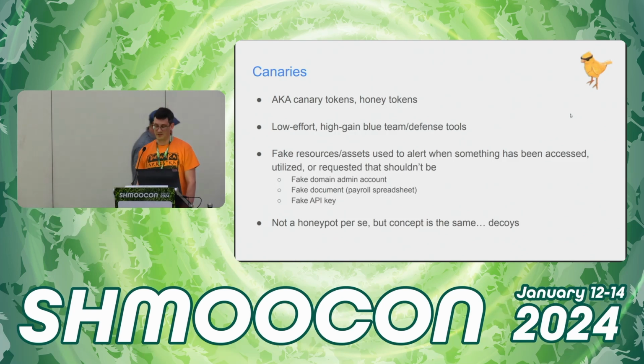There's many different types and ways you can use them, but for example, you can create a fake domain admin account that you never use and you never expect anybody else to use, but as soon as you see somebody does use it, you're like, okay. You can create fake documents, like a fake payroll spreadsheet that would be very high stakes, high value to somebody who'd be interested in that data. Fake API keys, lots of different things. Not a honeypot per se, but the concept is the same. Things like decoys, stuff like that.